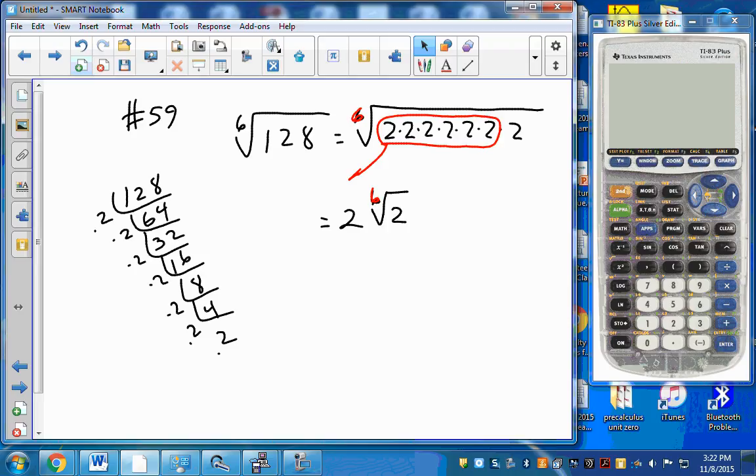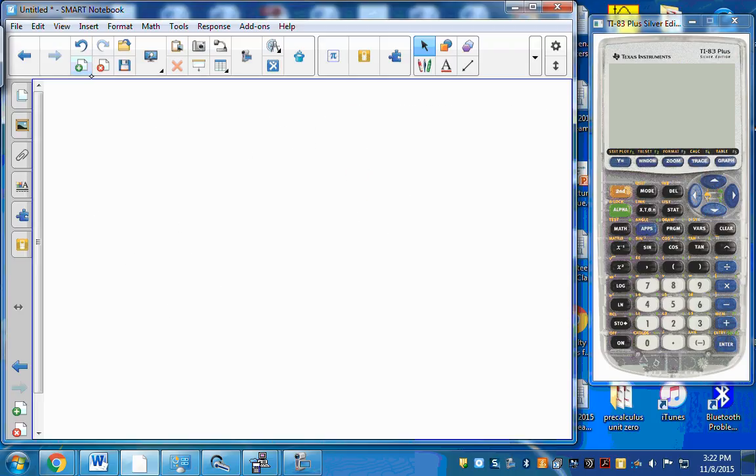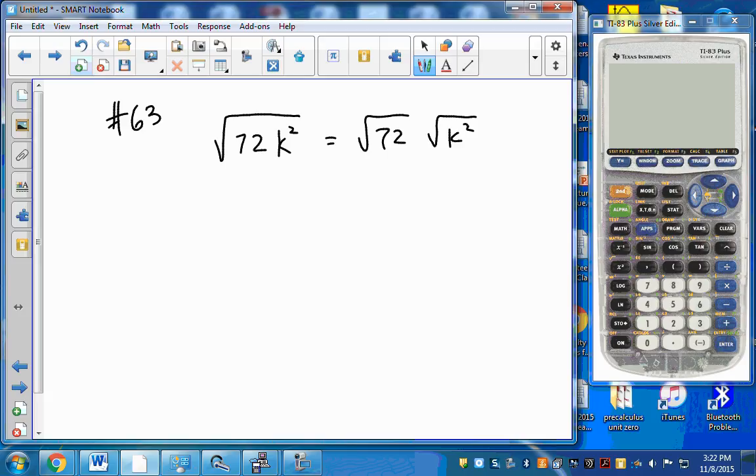Okay, problem 63. Now 63 is a similar problem, but here it has the added complication of having a variable in there, 72k squared. Now if we think of this as the square root of 72 times the square root of k squared, you may be concerned, oh, I remember that. He made a big deal about it. That was the absolute value of k. But in this set of problems, it does say assume variables represent positive numbers.